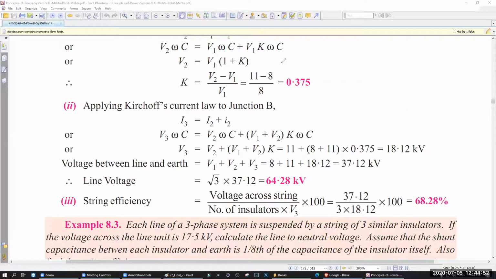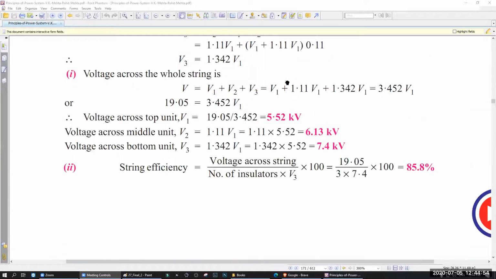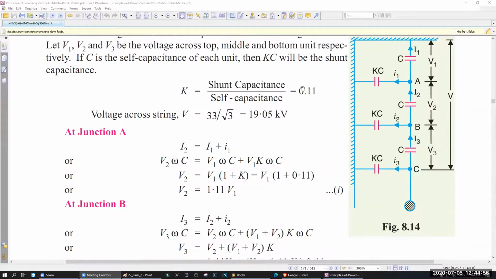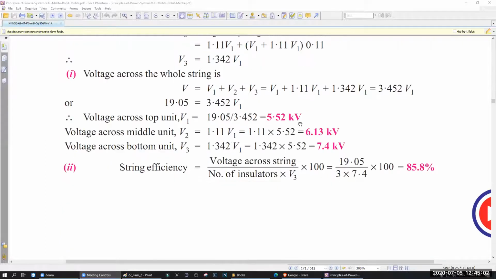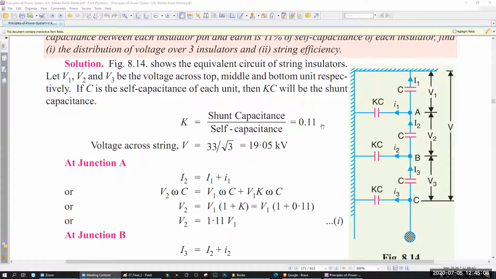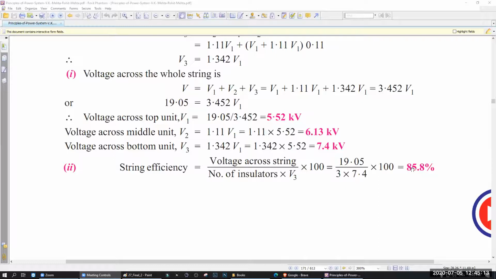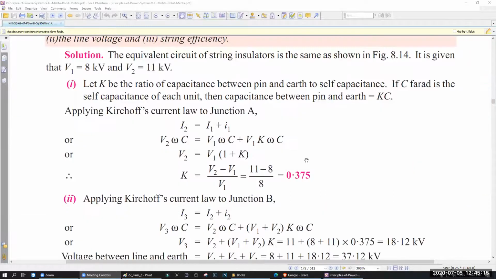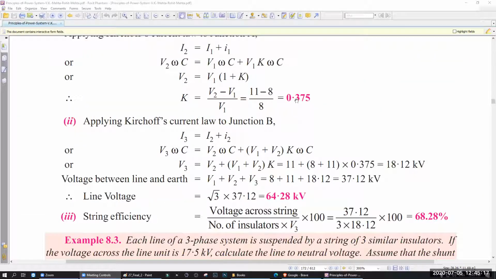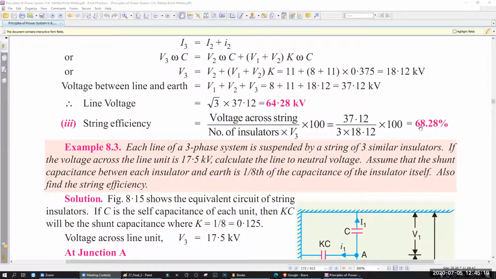Now, what about the previous method? What was your K? 0.11, right? Now, what was your efficiency? 85%. So, understand this. If the value of K is very small, your efficiency is bigger. If the K is very big, your efficiency is smaller. Understand?